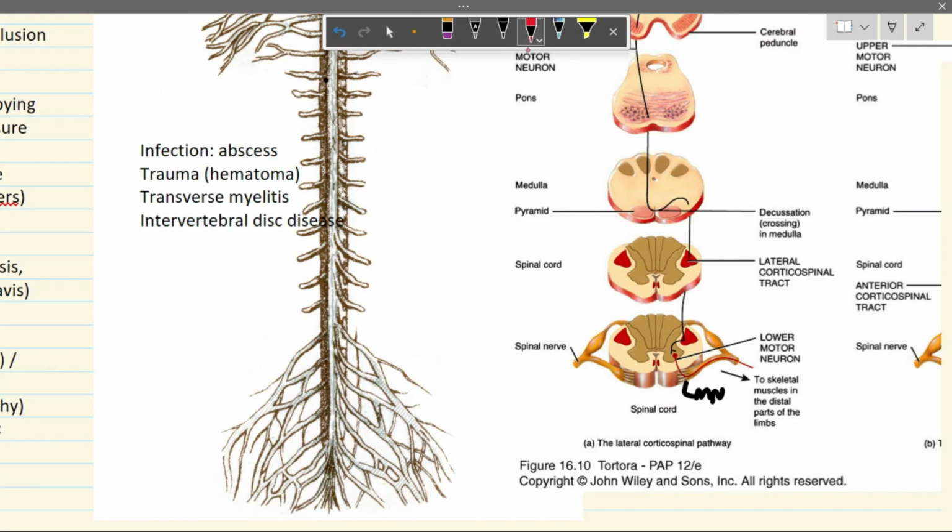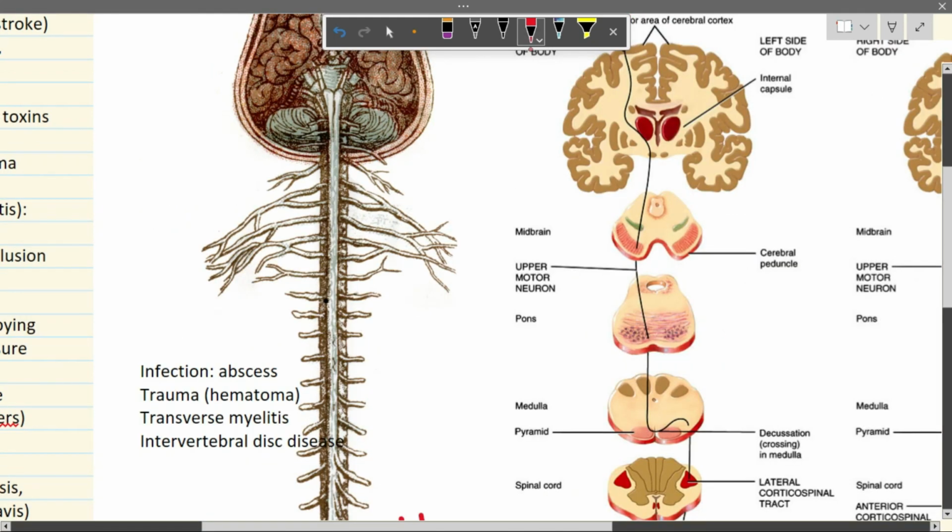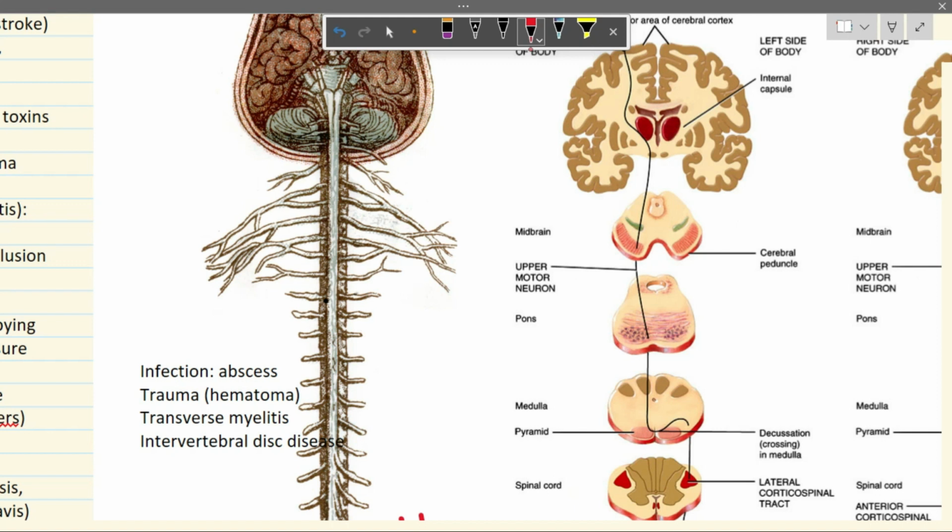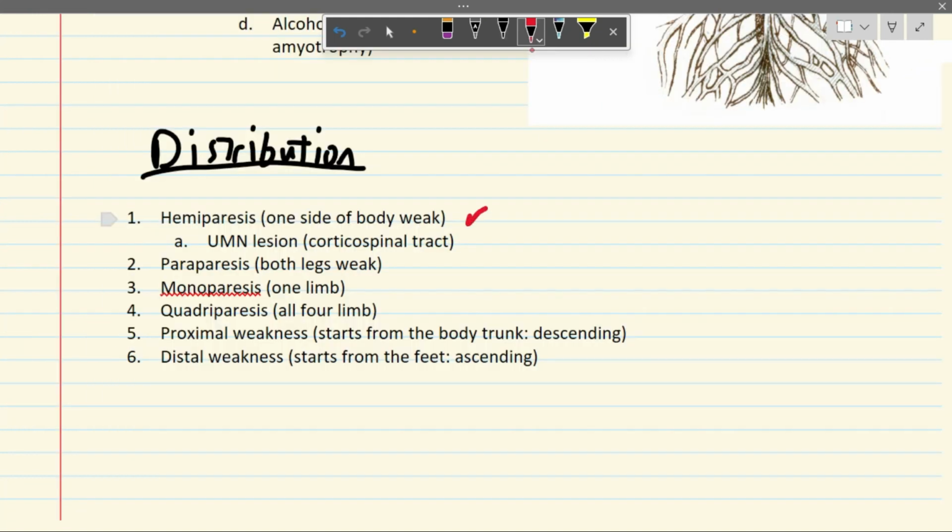So now if the transverse myelitis actually occurs at the lumbar region, let's say this is L1, then only our legs are gonna get affected. But if the lesion occurs at the cervical area, all the areas below it will get damaged. Therefore, we're gonna get quadriplegia, which means all four limbs are paralyzed. Now we've talked about hemiparesis, para, and quadri.